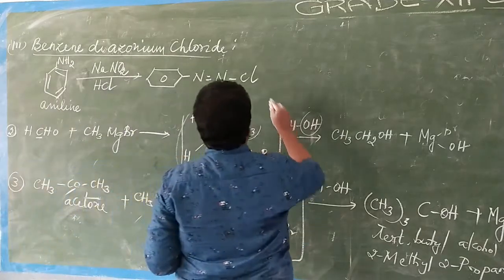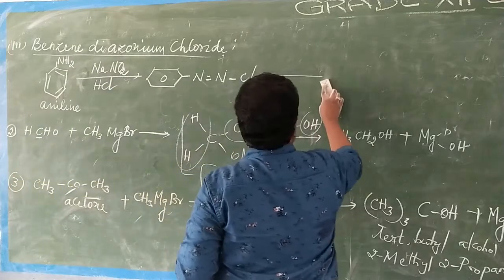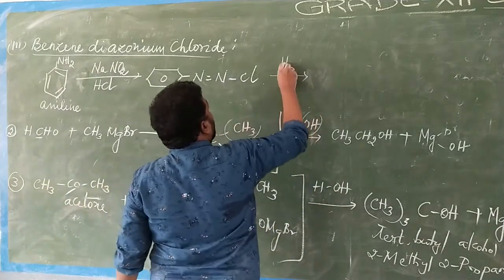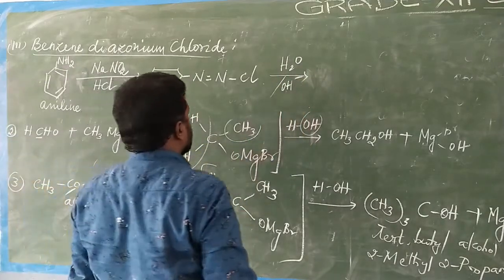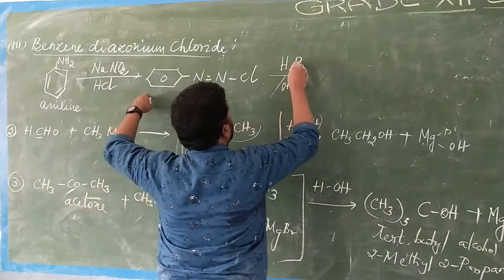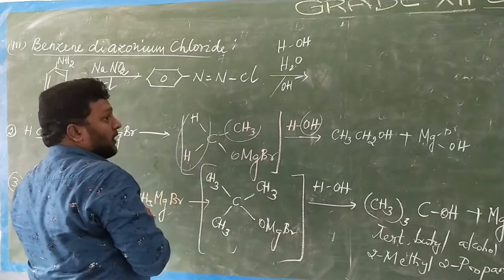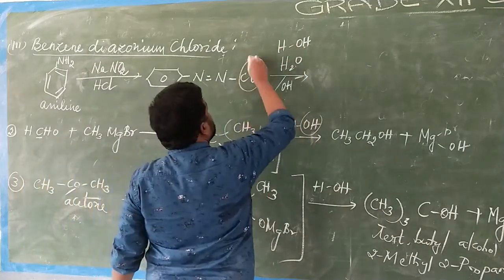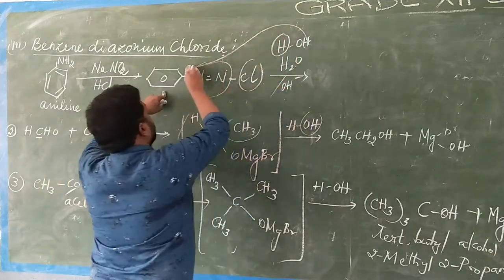Now this benzene diazonium chloride on further treatment, further hydrolysis with either water or a base, gives rise to the formation of... water or with the base, NaOH. So now H2O gets split, now this Cl and H will be removed, and this nitrogen also will be removed, and this OH will be added here.